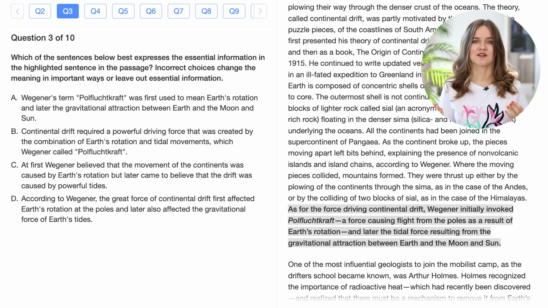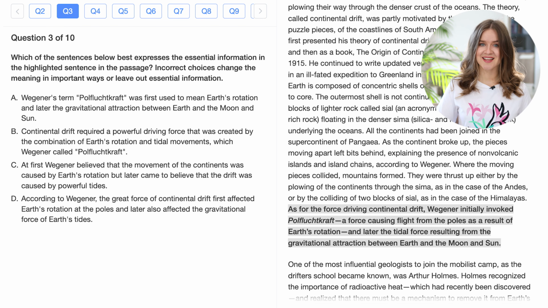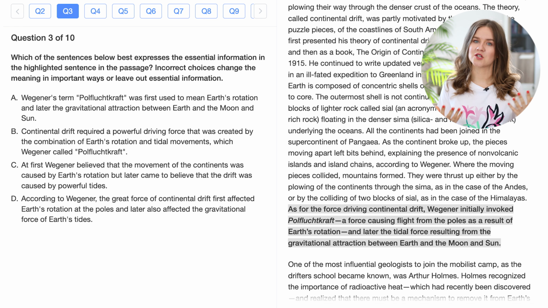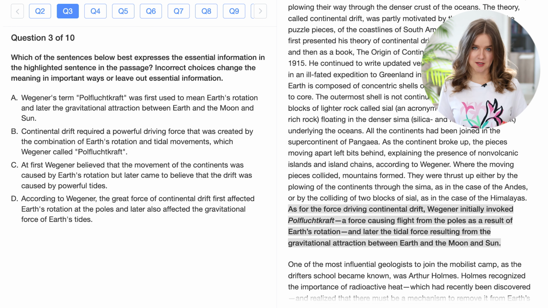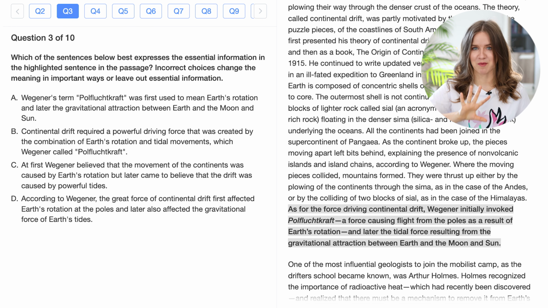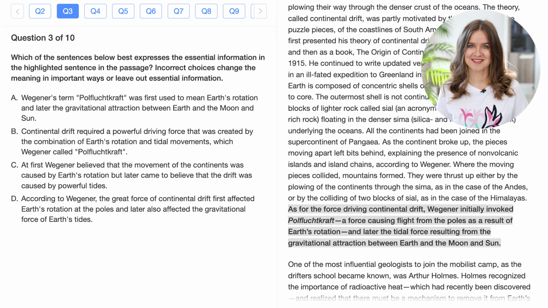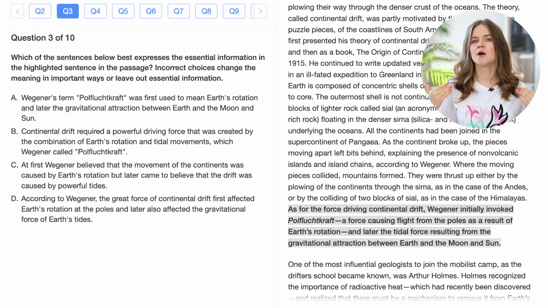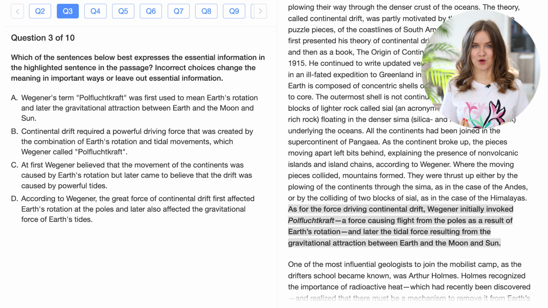If you don't know what invoked means, you can still make a good guess from the context. We already know that the supercontinent broke apart into smaller pieces, and that this process led to the formation of mountains. The highlighted sentence explains why this happened. What force caused it? Let's break it down into the main ideas. Wegener first invoked one force called pole-flight force and later referred to another force.